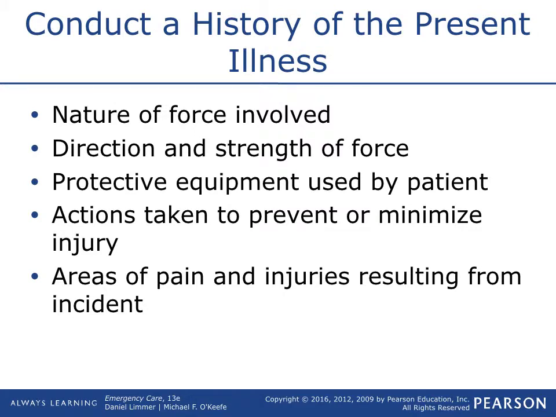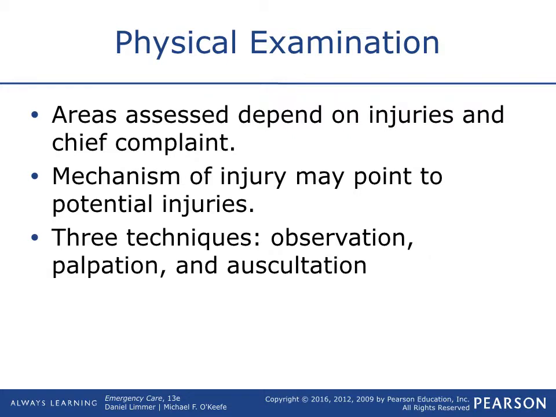So, anyway, I was just looking through the book to make sure I didn't miss anything, but I think we're pretty good so far. Areas assessed depend on injuries and the chief complaint. When you do your physical exam, your decision on which areas of the patient to assess depends on the part you can see and what the patient tells you for a chief complaint. Mechanism of injury may point to potential injuries, which is obviously true.